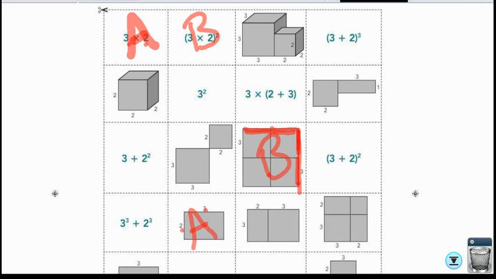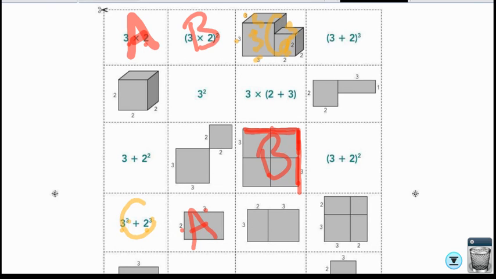Let's use orange for the next color. This guy is 3 to the power of 3, and this is 2 to the power of 3. So where do I see 3 to the power of 3 and 2 to the power of 3? The reason I say it's to the power of 3 is because it's in 3D, and there's 1, 2, 3. So we're going to say this is called C. And down here I see it, 3 to the power of 3 and 2 to the power of 3. So this is going to be C.